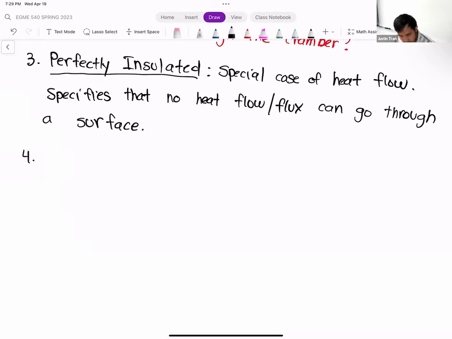All right, so the next one is kind of a big one. This next one's called convection. When you talk about convection in heat transfer, what you're referring to is heat transfer to some kind of flowing fluid.